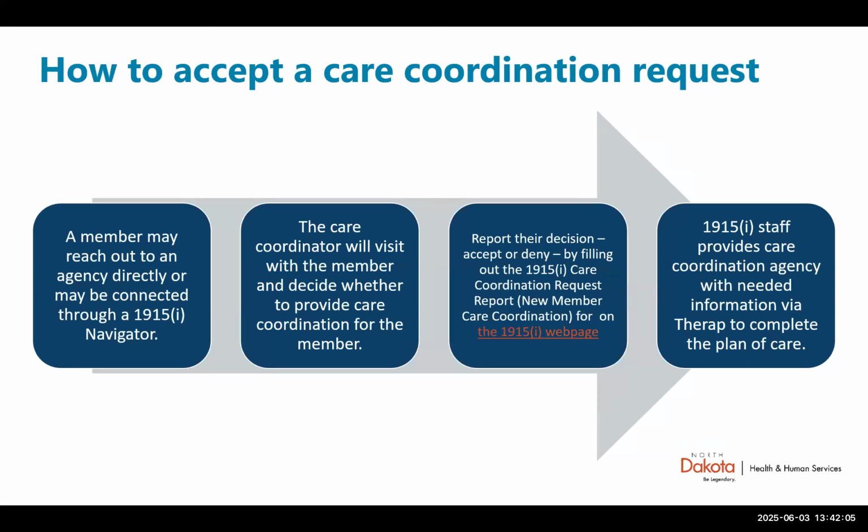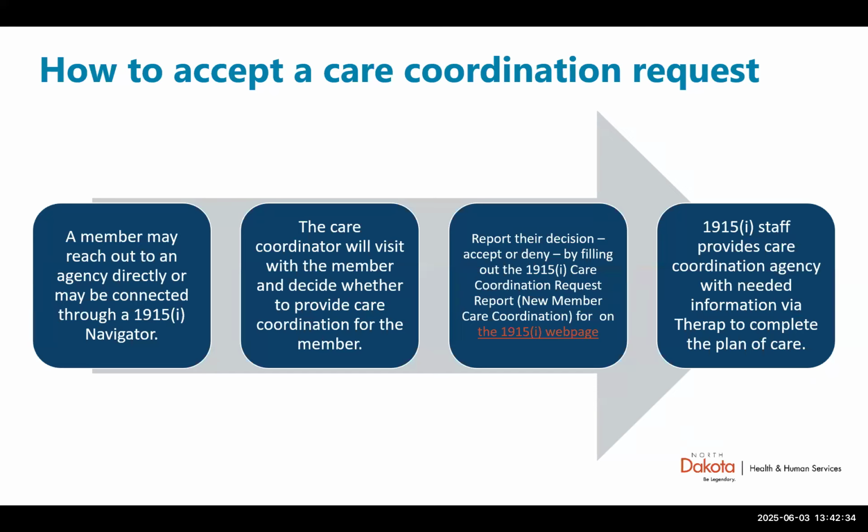And the question arises is, how does an agency accept a care coordination request? There's a variety of ways that this can happen. A member can contact an agency directly, because when a member is approved, they get a letter saying you've been approved for 1915 I services. The next step is to contact a care coordinator, or they could be connected through the 1915 I navigator, reaching out.